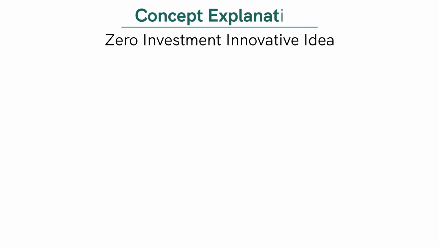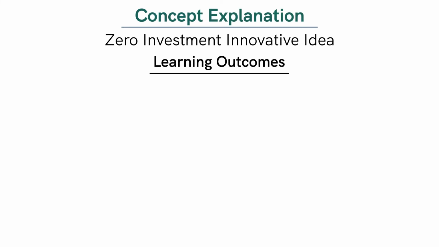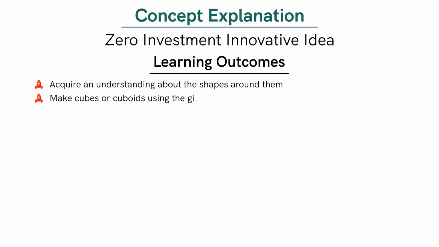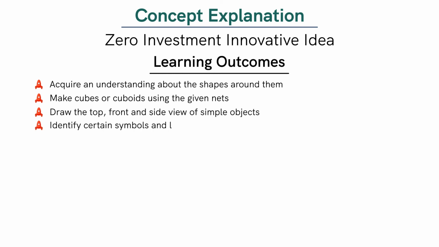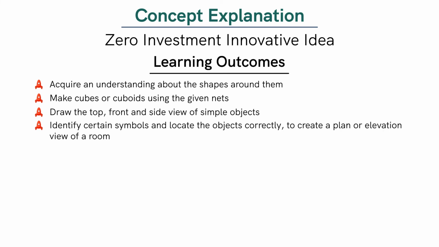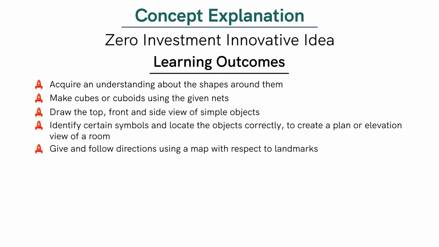By implementing the innovative idea of concept explanation, the students will now be able to acquire an understanding about the shapes around them, make cubes or cuboids using the given nets, draw the top, front and side view of simple objects, identify certain symbols and locate the objects correctly to create a plan or elevation view of a room. Give and follow directions using a map with respect to landmarks in the school or neighborhood.